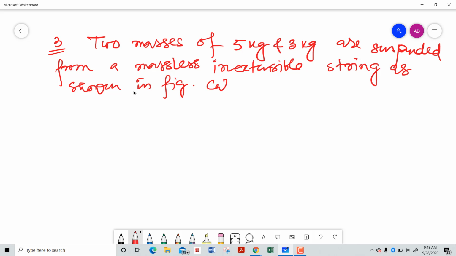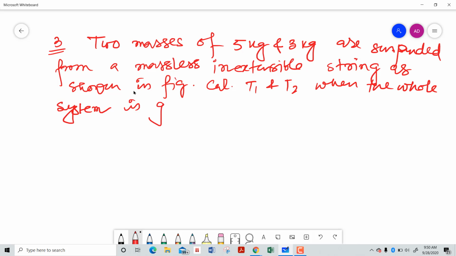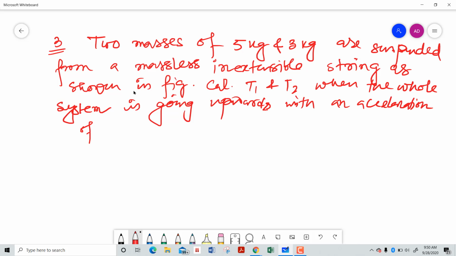So calculate T1 and T2 in this case when the whole system is going upward with an acceleration of 2 meter per second square. Here assume g equals 9.8 meter per second square, right? In this case just assume g equals 9.8 meter per second square, then try to solve it.